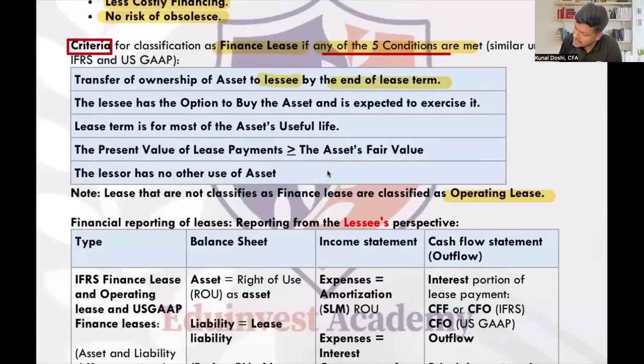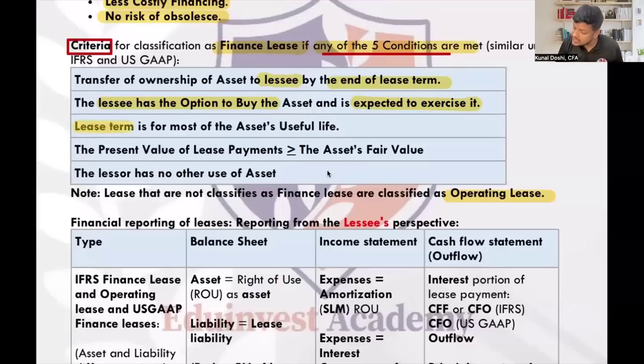If not automatically, the lessee should have the option to buy, and it is expected to buy. So at the end of the lease term, the asset automatically goes to the lessee, or the lessee has the option to buy and he or she exercises it. These are the first two. And remember, any of the 5 conditions you meet, it's a finance lease.